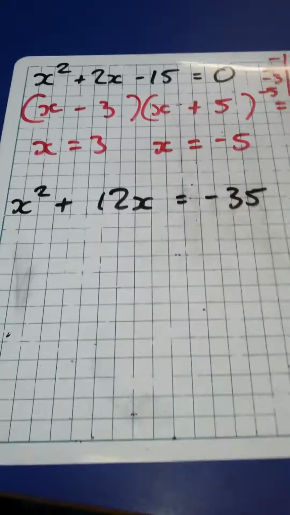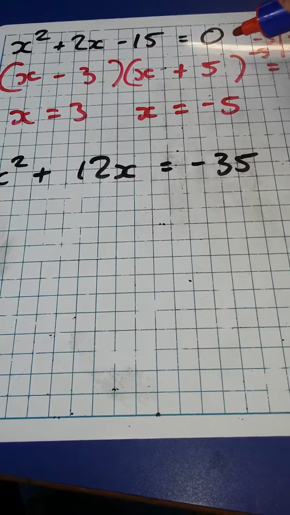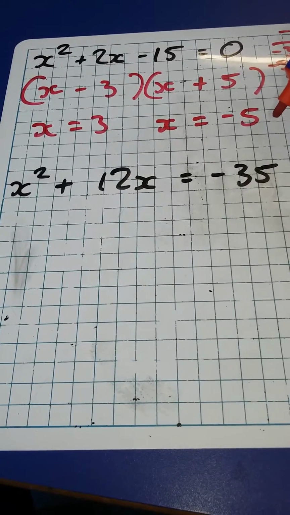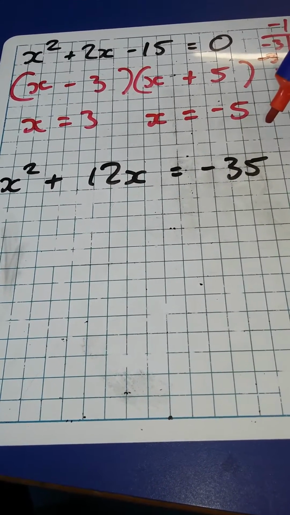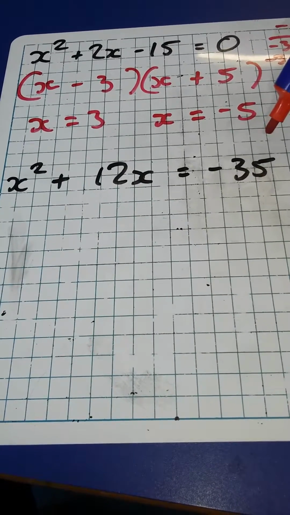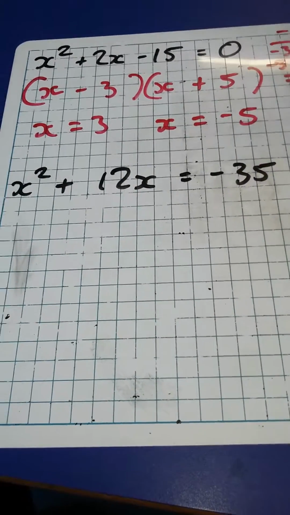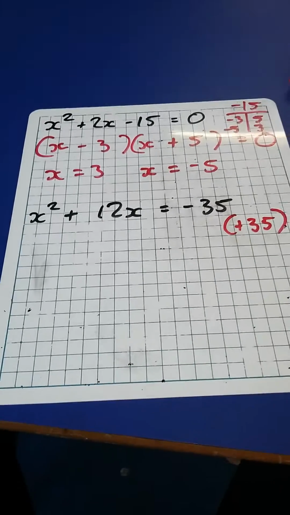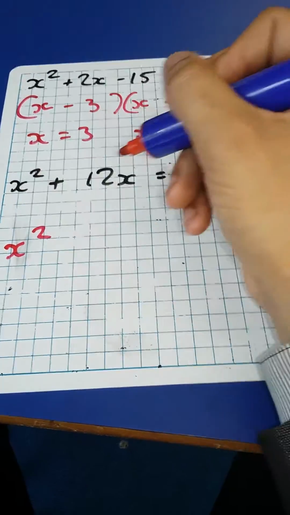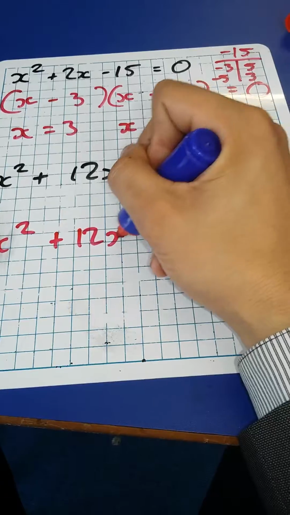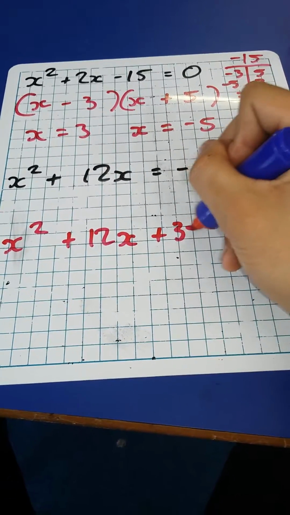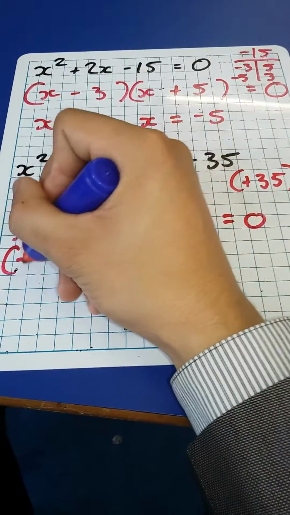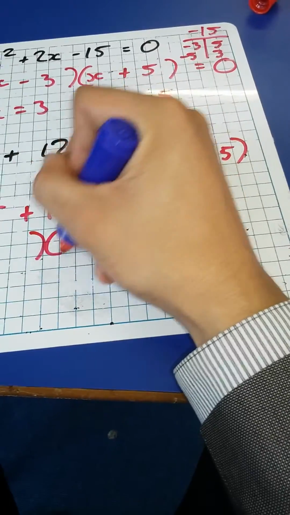Okay, this one's slightly different because we don't have 0 on one side of the equal sign, so we need to rearrange this equation to make life easier for us and get 0 on this side of the equal sign. So here we've got minus 35, so if I add 35 to both sides of the equation, I'll then get x squared plus 12x plus 35 equals 0. So then it's just a simple case of factorising like we did before.